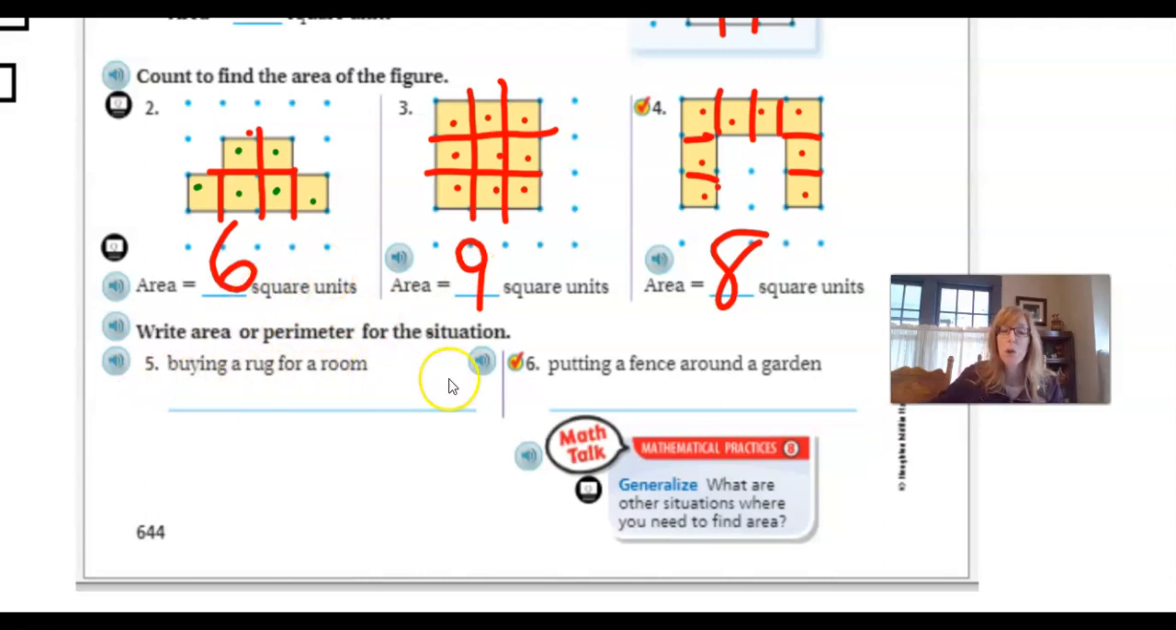So buying a rug for a room, would that be the area or perimeter? Think about it for a second, and you are correct. That would be area. So that would be your area. How about putting a fence around a garden? The outside distance around. You are correct. That would be perimeter. Nice job, guys.